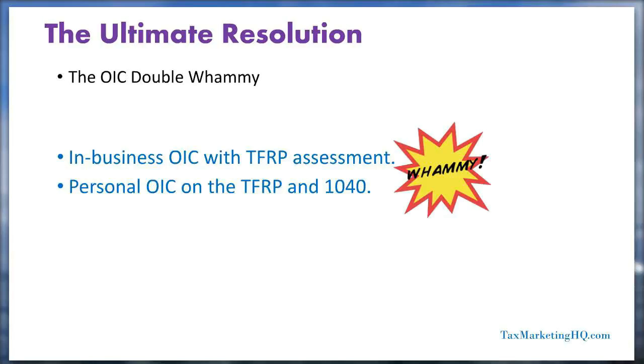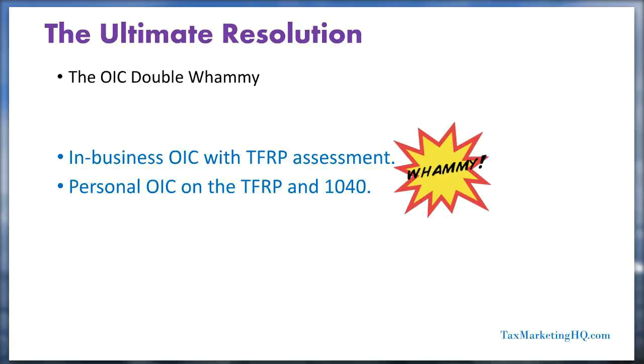The business has its own offer in compromise to deal with, and that's one case. Well, then there's the separate personal case, right? So it's a separate personal case. The individual can also file an offer in compromise on their trust fund recovery penalty obligation. And a lot of these people tend to also have a 1040 obligation, so you do them all together. And so you have a business offer and you have a personal offer.